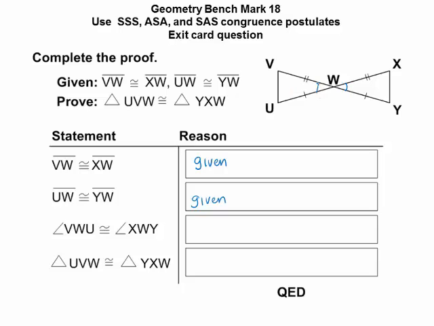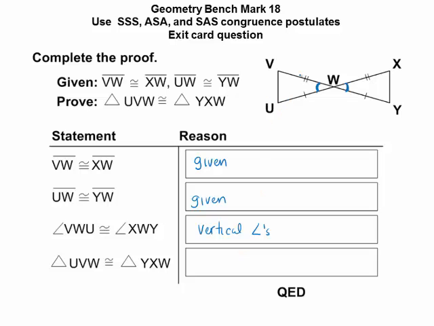Vertical. Yeah. That's what I was looking for. I know because these are forming an X, right? Because these are forming an X, I know that these two are congruent. And I know that they're congruent from vertical. They're vertical angles. Okay?